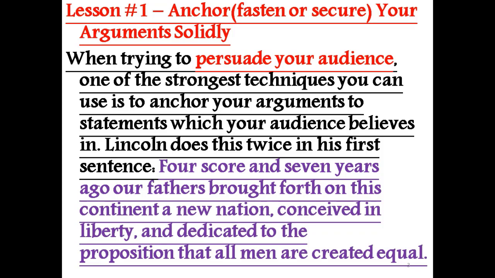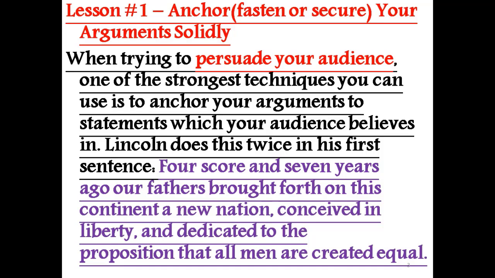For example, 87 years ago our fathers brought forth on this continent a new nation, conceived in liberty and dedicated to the proposition that all men are created equal. The first thing you have to address, and you have to have grip upon your audience's mind. You must know their beliefs.